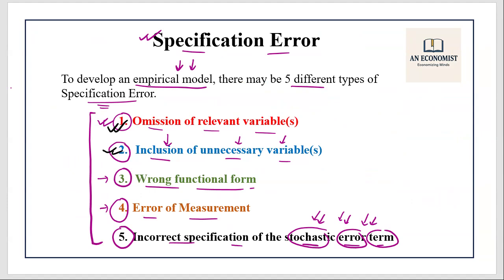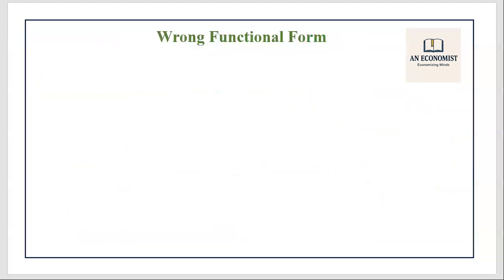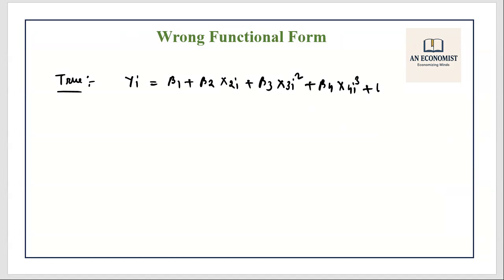Now see the third point, which is the wrong functional form. As I have told you, suppose your true model is simply y_i equals beta 1 plus beta 2 x2i plus beta 3 x3i square plus beta 4 x4i cube plus ui. Suppose this is the functional form you have. But again, due to some mistake, you consider the functional form as this: the natural log of yi equals this. The right hand side remains the same.